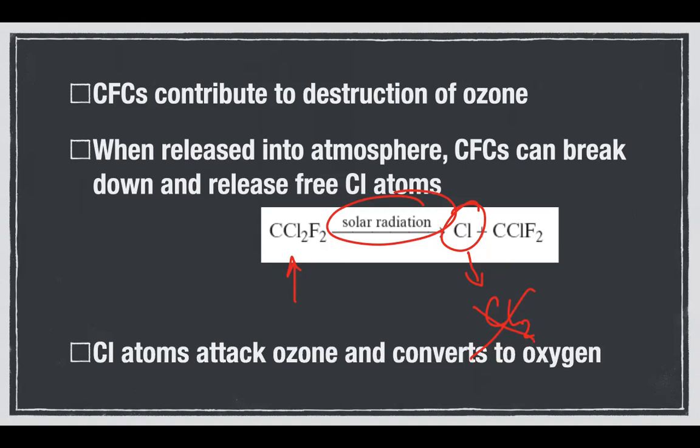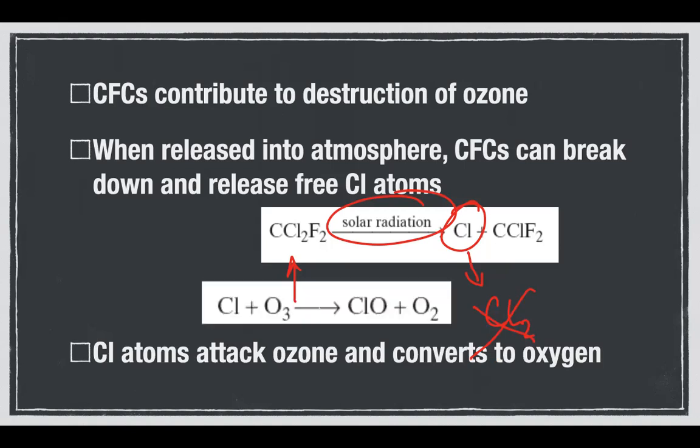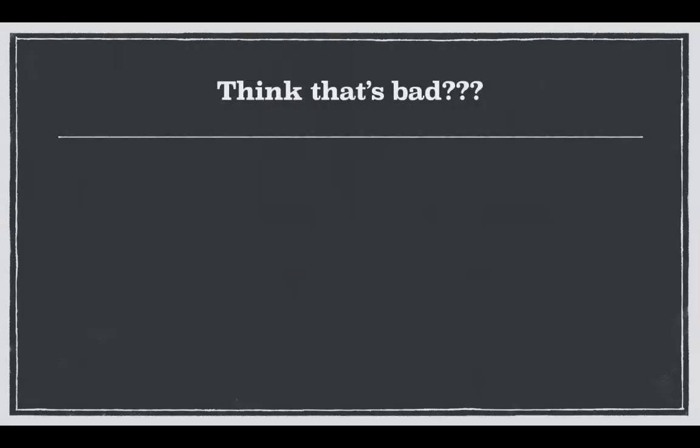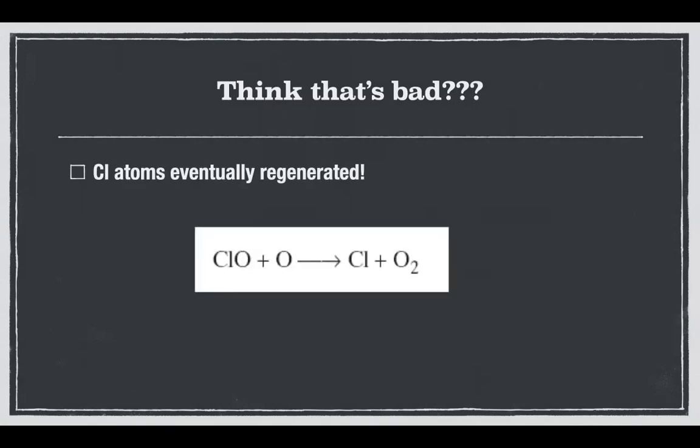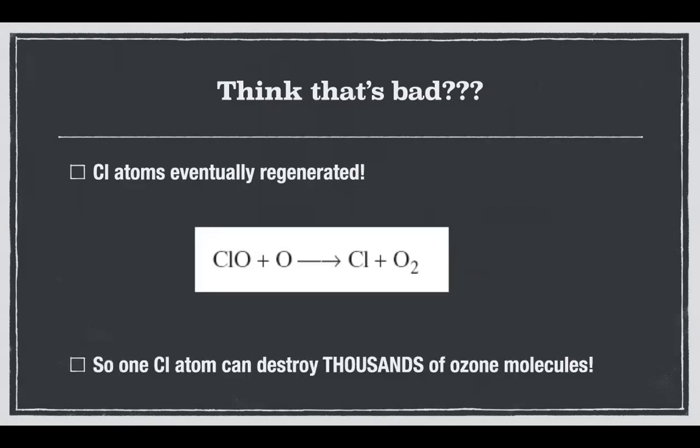When it gets up into the upper atmosphere where the ozone layer is, it's going to attack the ozone and convert ozone into oxygen. And so here's that equation. You've got chlorine plus ozone. You're going to make chlorine monoxide and oxygen gas. And therefore it depletes the ozone, breaks it down. It's even worse than that, because eventually the chlorine atoms are regenerated. So the chlorine monoxide is going to react with single oxygen atoms and re-release that chlorine and form oxygen gas. So just 1 chlorine atom can destroy thousands of ozone molecules.